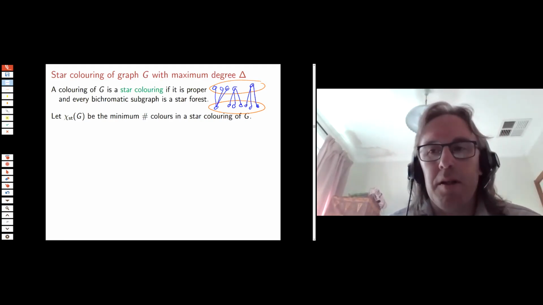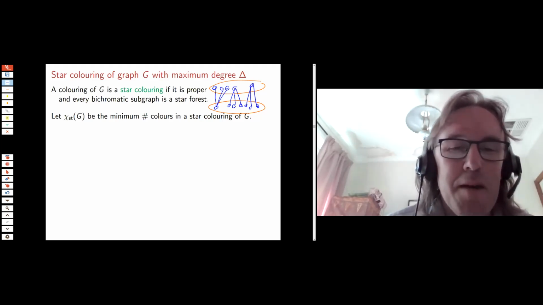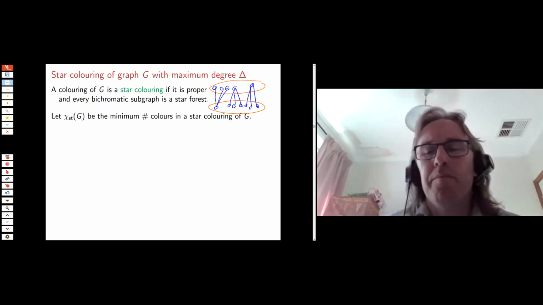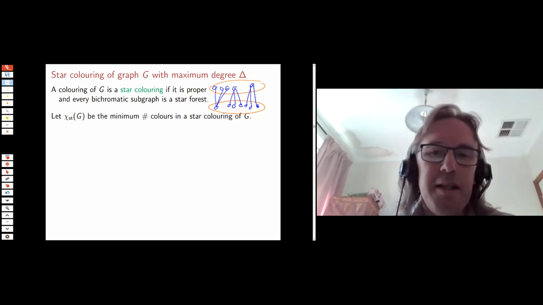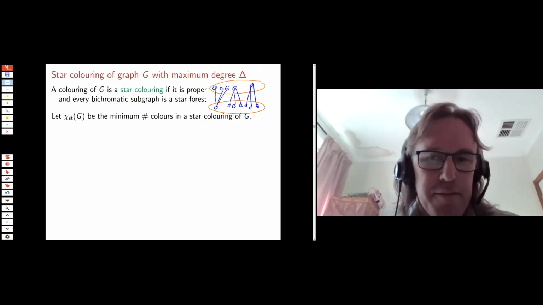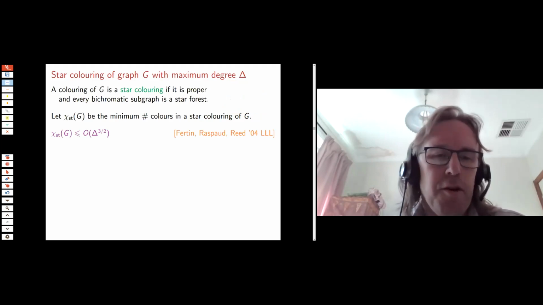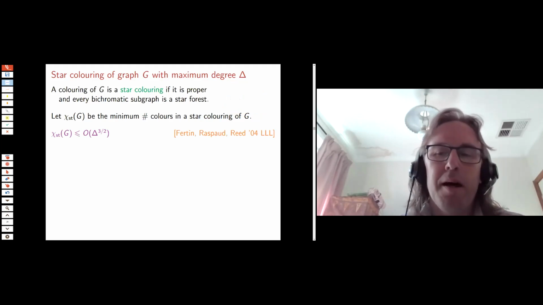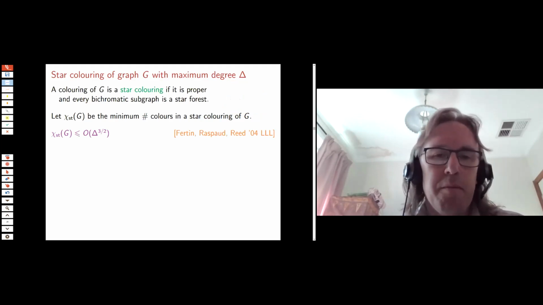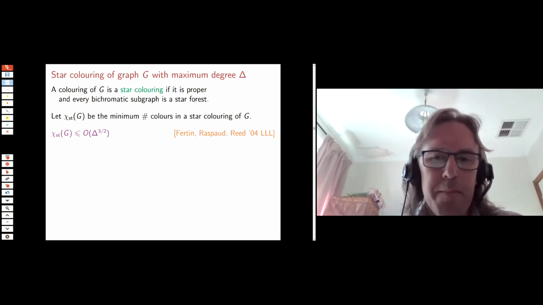So this is something that people have studied quite a bit. There's at least a handful of papers on this topic. For example, planar graphs have star chromatic number at most 20. That's the best upper bound for planar graphs. But for max degree, Fertin, Raspaud, and Reed first proved a big O of delta to the 3/2 upper bound on the star chromatic number for graphs of max degree delta. This was proved using the local lemma.